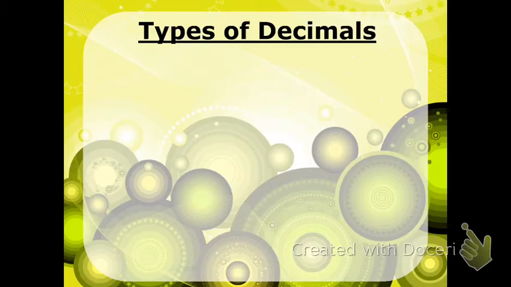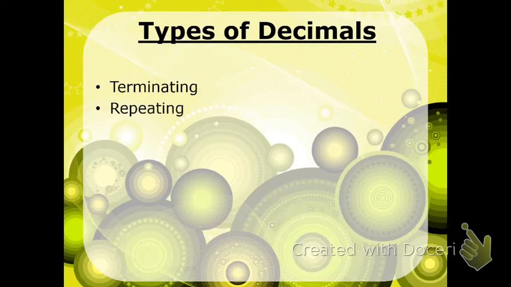Two last examples for you here today. You'll remember that earlier we talked about two different types of decimals. Terminating decimals are decimals that have a stopping point, and repeating decimals don't have a stopping point, but you start to see a pattern in their expanded form.